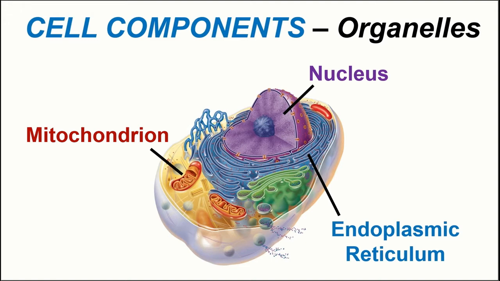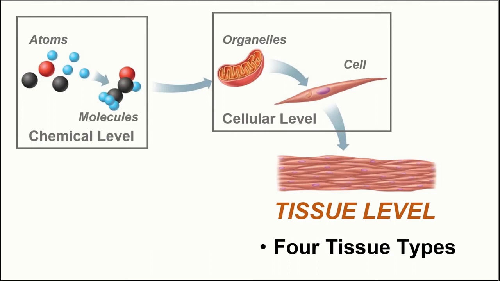So that is the cellular level, and we'll spend a good deal of chapter 3 discussing the plasma membrane, the organelles, and the functions of all of those structures. So next, let's move on to the tissue level.